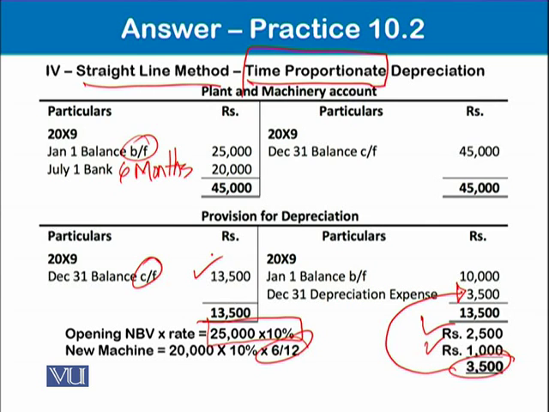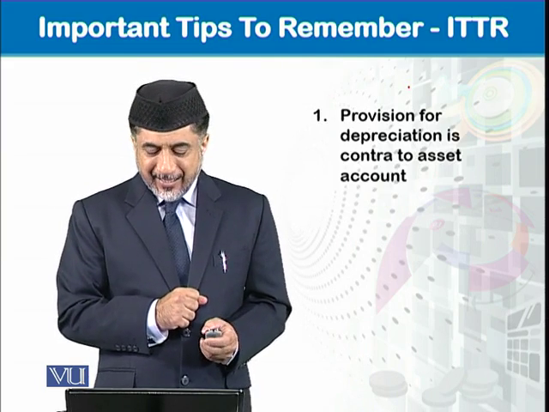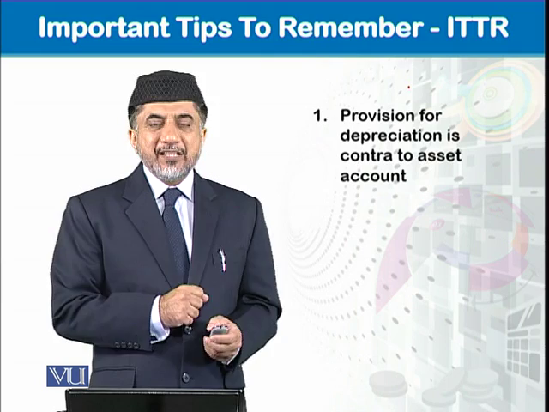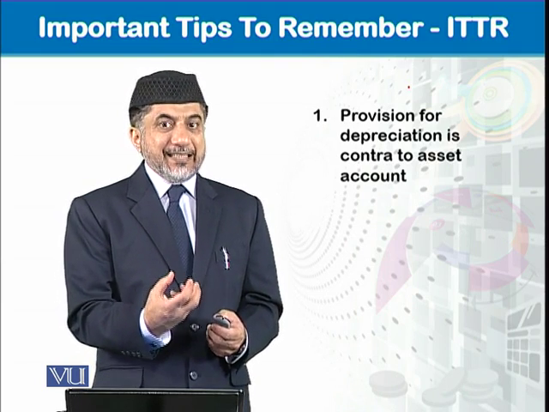And you would have observed that in all scenarios, plant and machinery account remains same. Even the structure of provision for depreciation is also same. The only amount of depreciation expense is being changed. So the important tips to remember in this module are that provision for depreciation is contra to asset. So it has credit nature.